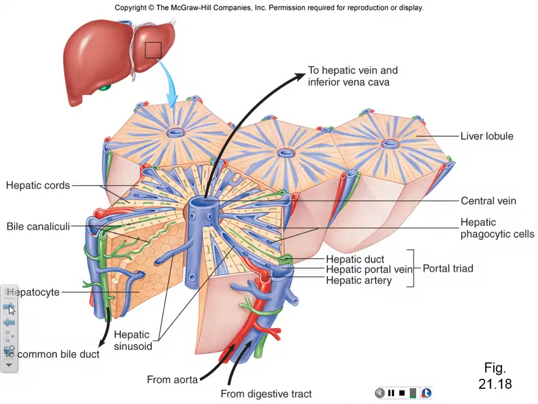And then of course, the oxygen in there, in the red one, will be used by the cells as they do their job. But then it will be venous blood anyway, and it will be going back to the heart via the central vein, which then joins the hepatic vein, which then goes to the vena cava, right, the inferior vena cava. Okay, you see what I'm saying?